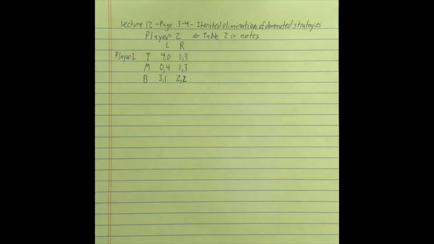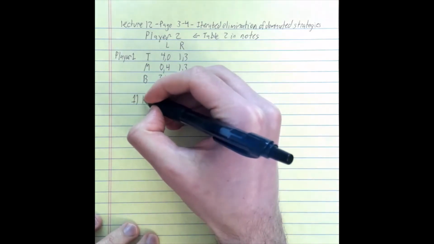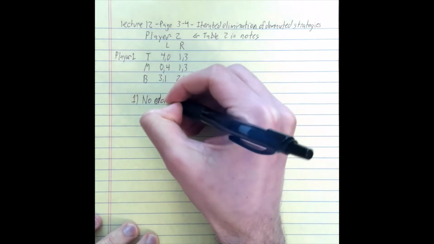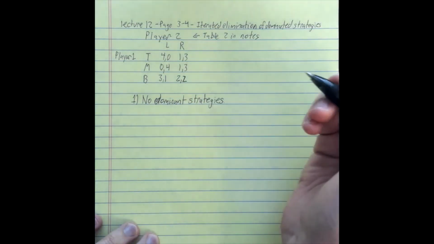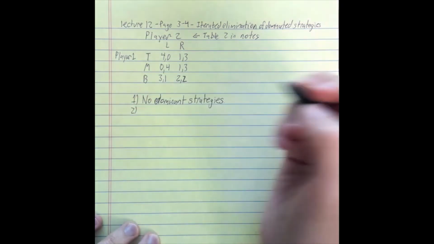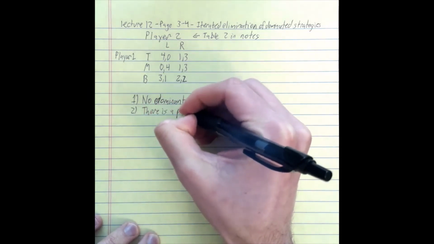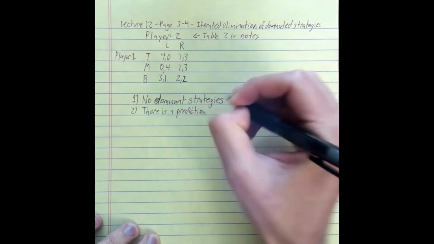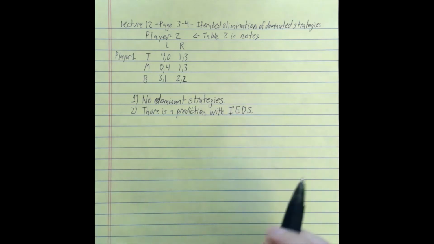So I'm going to talk about iterated elimination of dominated strategies, and we'll go through this table, which is table 2 in the notes. There are going to be 2 takeaways from going through this table. So first, this table has no dominant strategies, which means that the prediction concept of equilibrium in dominant strategies that we thought of last time doesn't work. It doesn't really give us any prediction. And then we'll show that there is a prediction with iterated elimination of dominated strategies. IEDS is how I'm going to call this.